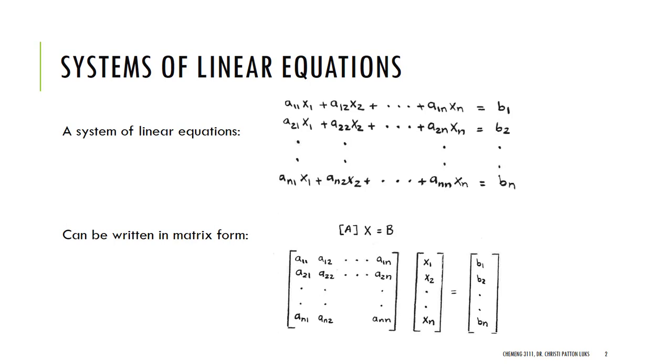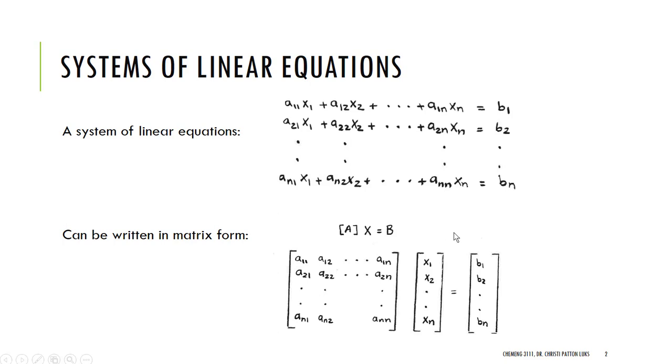We can write these in terms of matrices as one matrix of the coefficients, organized so that all the coefficients of variable x1 are in the first column, for x2 in the second column, all the way through n variables. And this is times our column matrix of n variables. When you multiply these together, it can be set equal to a column matrix of the right-hand sides, the constants that each equation is equal to. And this is the matrix form.